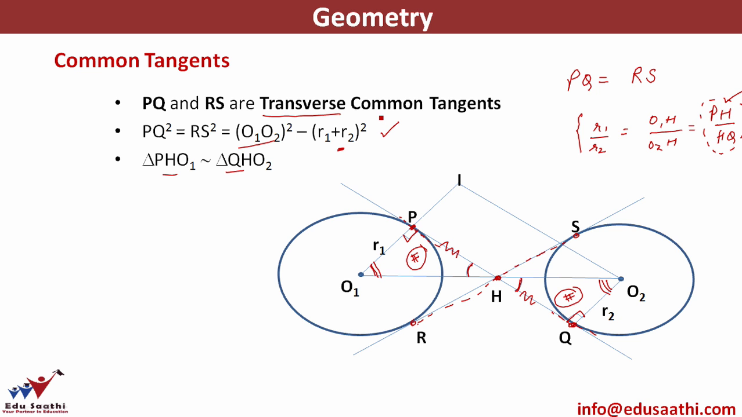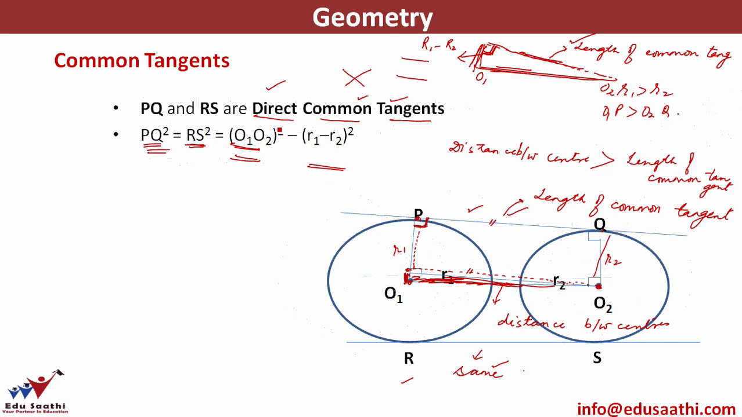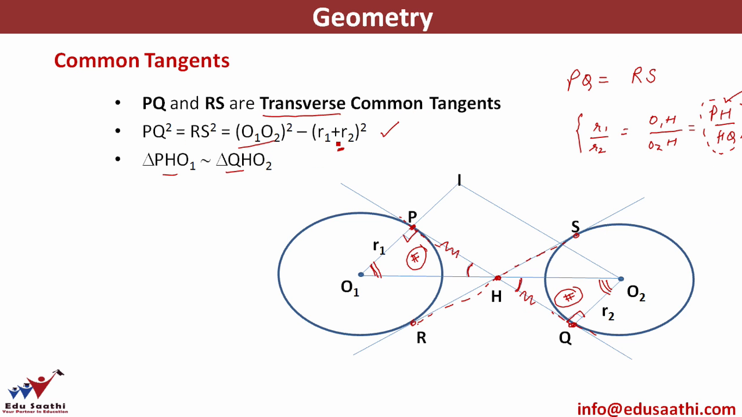This would give me the length of the common transverse tangent. If you look here, in the previous case, I was just subtracting R1 minus R2. Here I am subtracting R1 plus R2. So the length of the transverse common tangent would be less than the length of the direct common tangent, because I am subtracting a greater part. There I was subtracting minus, here I was subtracting plus. I am subtracting a larger portion, so the length of the transverse common tangent would always be less than the length of the direct common tangent.